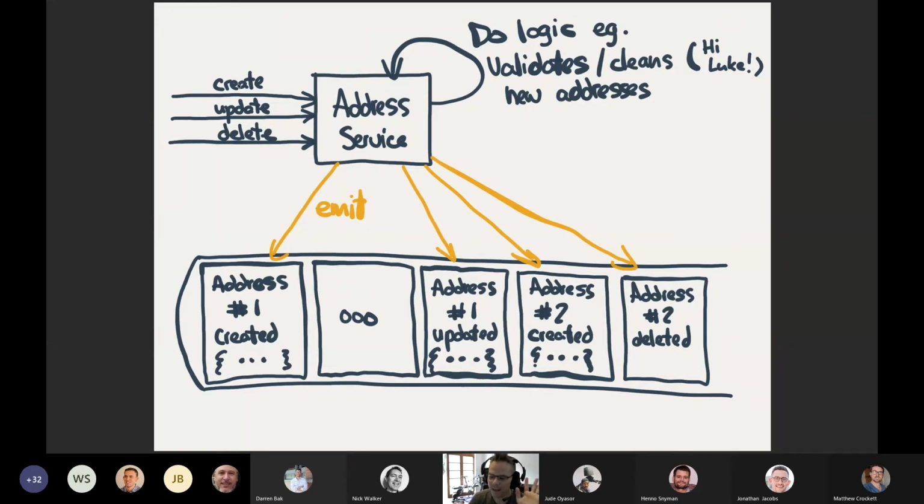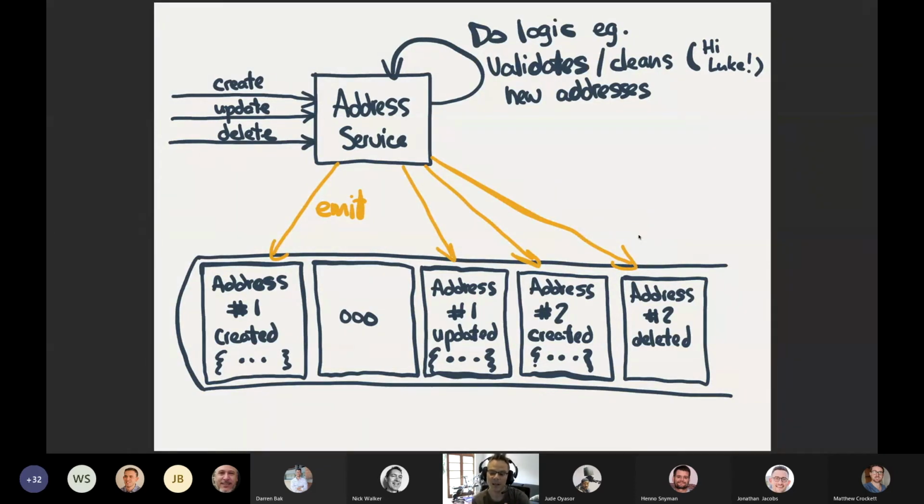Ignoring how he gets those instructions, let's just say that when he gets an instruction to create, he just emits an event which says, hey, address number 1 was created. And same for update and delete: address number 1 was updated. So here it was created, here it was updated, address 2 was created, and then address 2 was deleted. So we can certainly model the state changes in terms of events. And he still keeps his validation functionality that he used to do.